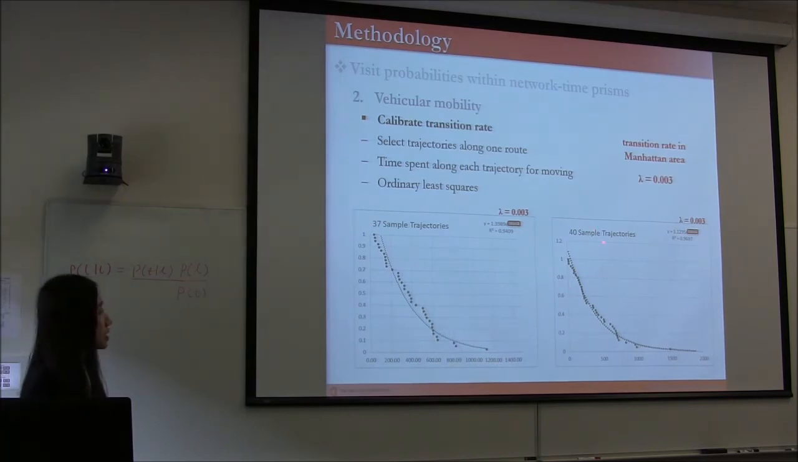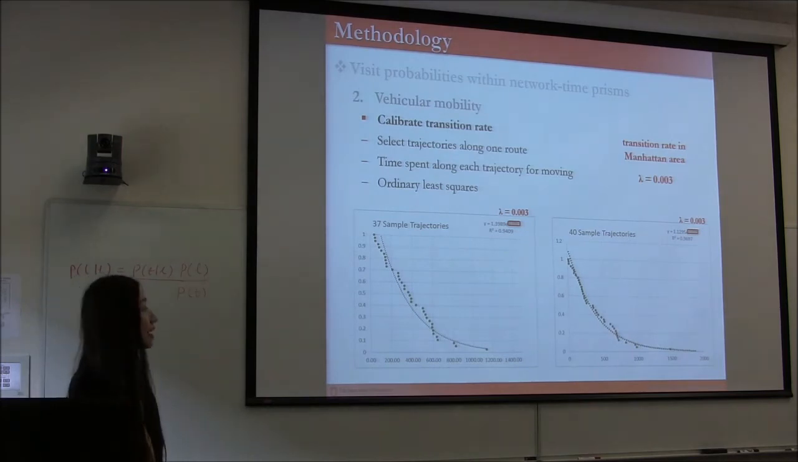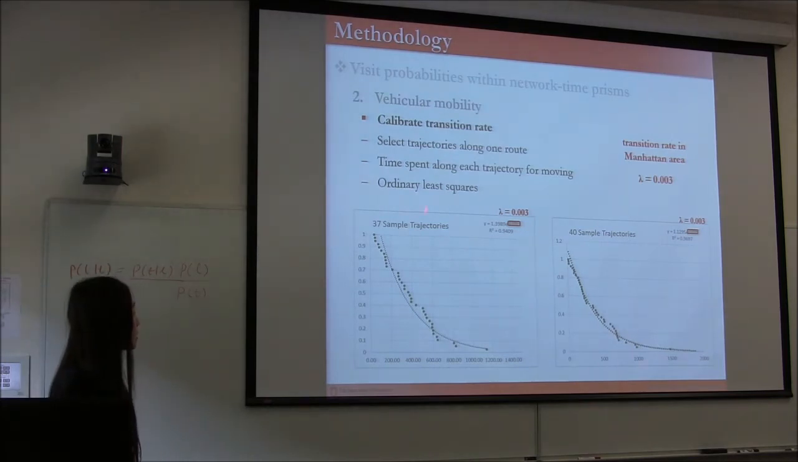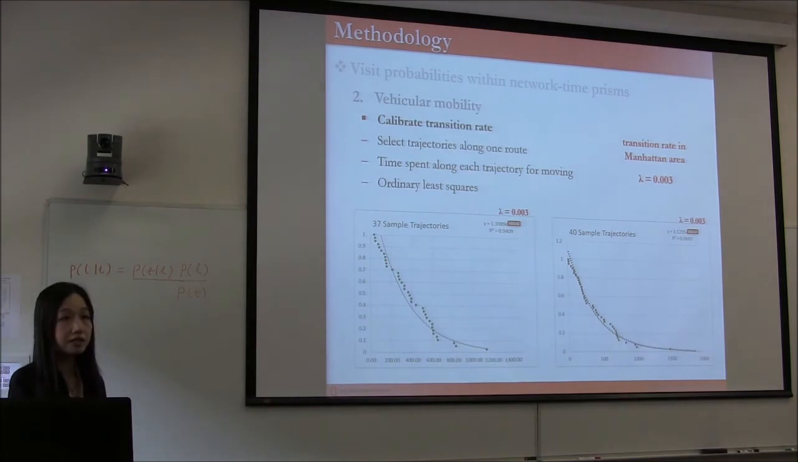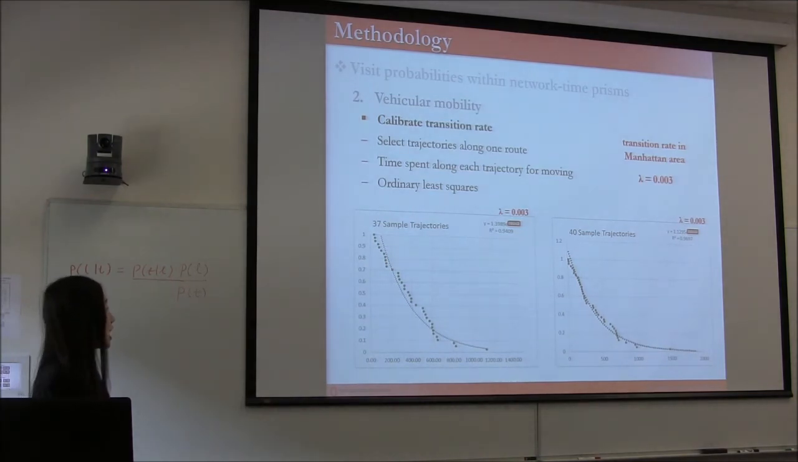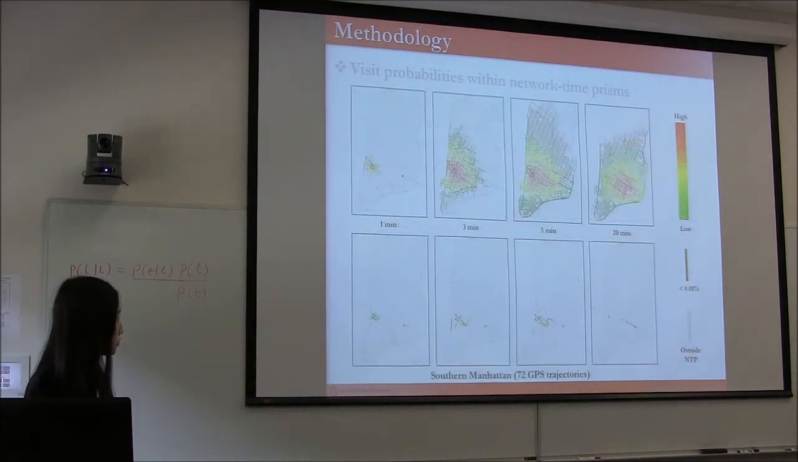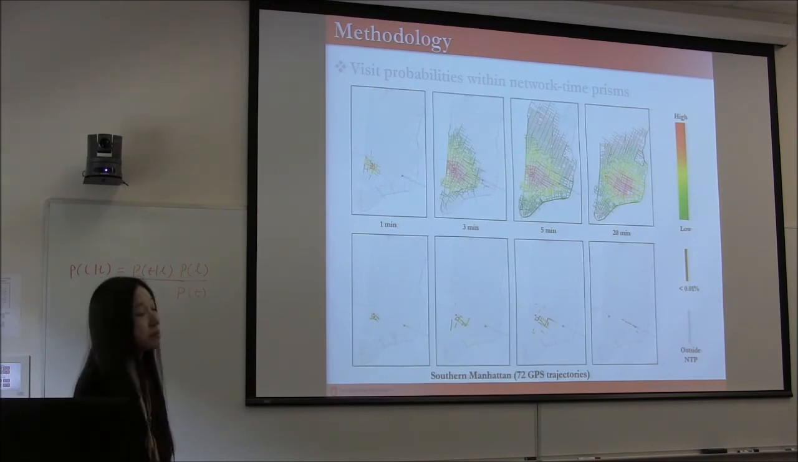And these are the 40 sample trajectories along another route. Based on the ordinary least squares method, we can obtain the transition rate in the Manhattan area of 0.003. So that is the transition rate in our study area. Given that, we're going to simulate the visit probability at a given time.